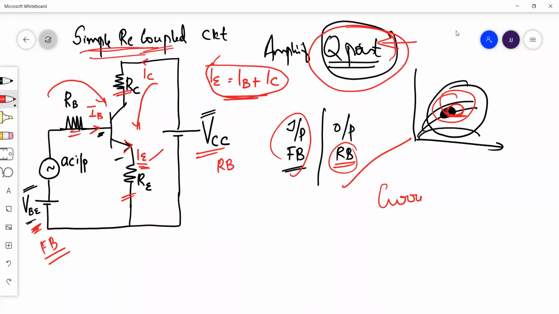I think that point is clear to you. Yes or no? Did you get the idea of that circuit? Yes.